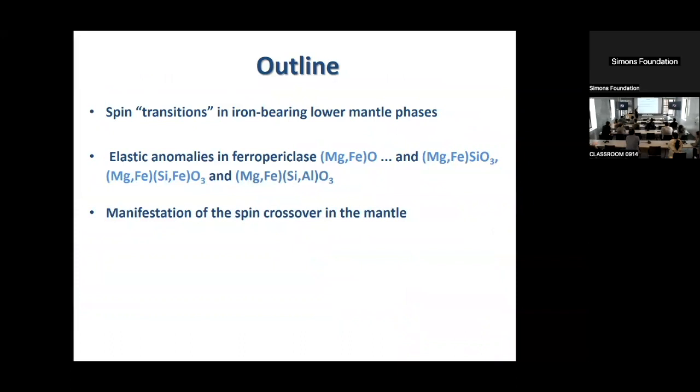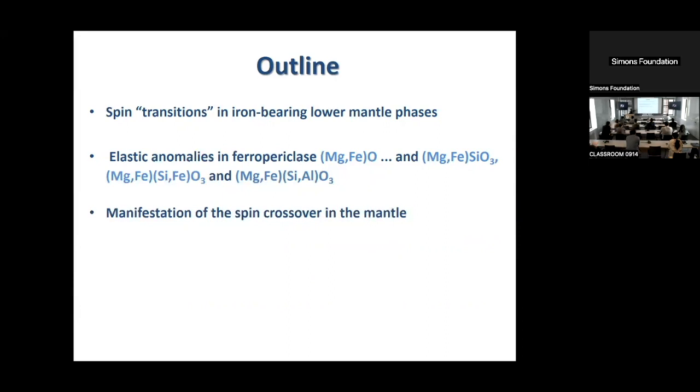So I'm going to show you today spin transitions, or spin state changes, in iron under pressure in the mantle, the lower mantle phases, that's where the pressure and temperature conditions exist. So these are the phases that I'm going to show. I'm going to focus greatly on ferropericlase. And I will tell you about the manifestation of the spin crossover in the mantle in seismic tomography, that we believe that we caught it.